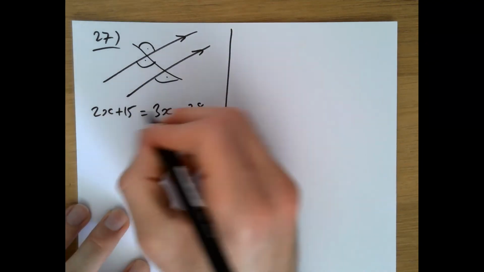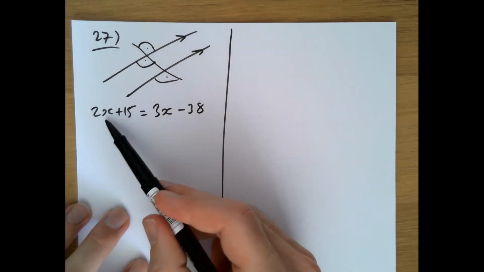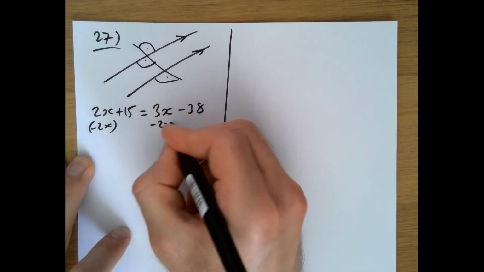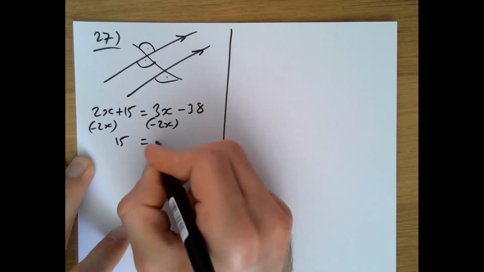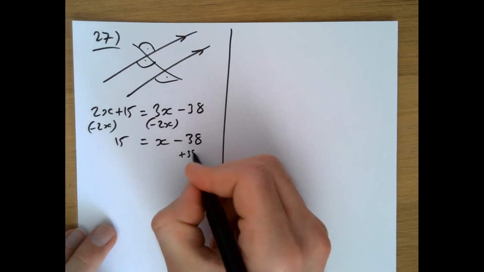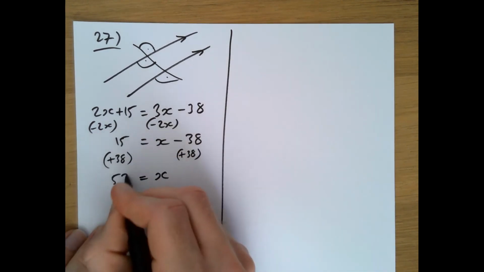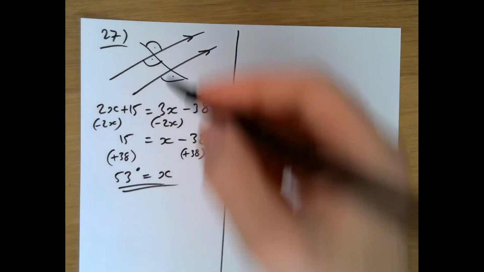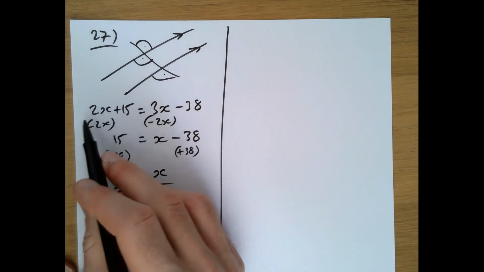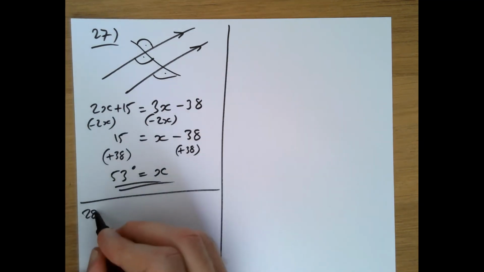And then when you've got an equation with an x on both sides, the trick is to get rid of the smallest x first. So 2x is smaller than 3x. So let's take away 2x from both sides. So we've got 15 equals x, take away 38. And then just add 38 to both sides. Fairly straightforward. You get x is equal to 53. So the trick there was to spot that they were equal, make them equal to each other, and then take away the smallest x first. Right, so that is how you do that one.